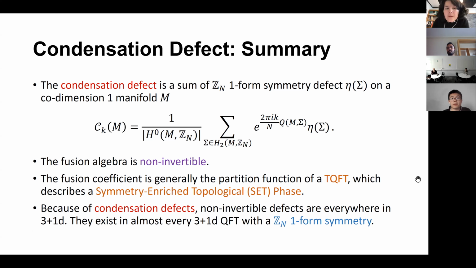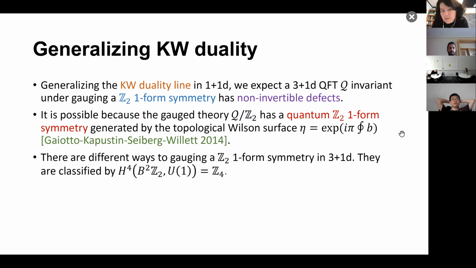In that sense, you can say this condensation defect is maybe a little too trivial for us. So I'm going to discuss something less trivial, which cannot be thought of as being made up from lower dimensional objects. So this will be duality and triality defects.